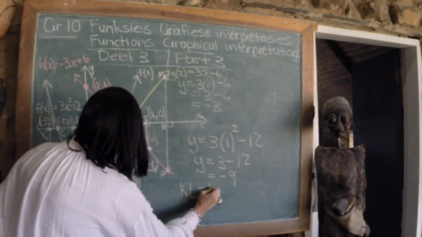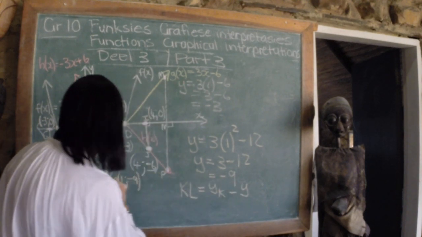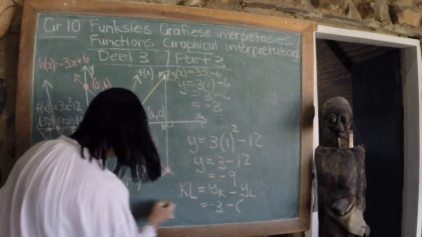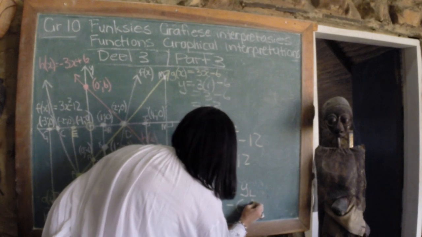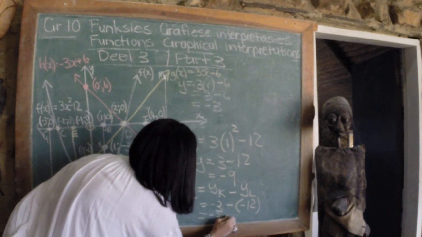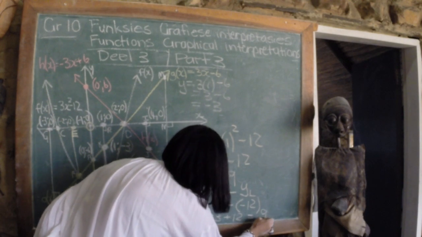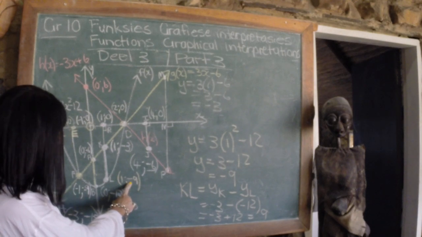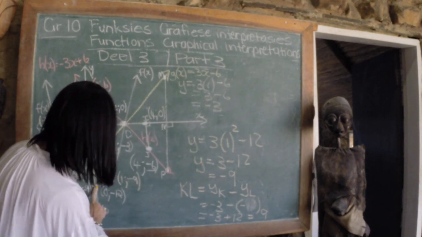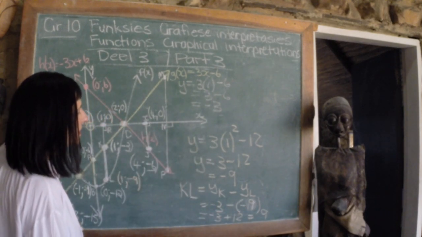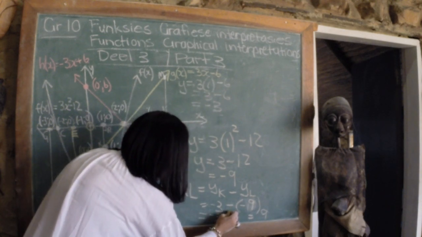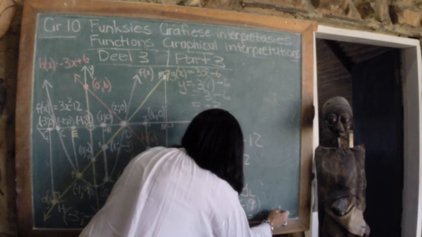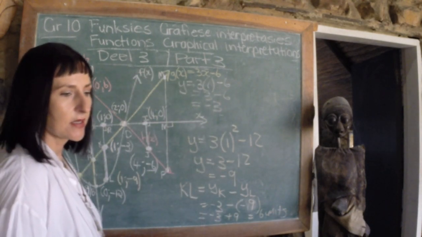So die groot y-waarde is die y-waarde van K en ek trek die y-waarde van L af. So die y-waarde van K is minus 3 and I subtract the y value of L, minus 12. So ek het minus 3 plus 12... no, that's not 12, it's minus 3 minus minus 9. Sorry, made a mistake over there. So it's minus 3 minus minus 9. That gives me plus 9, and that's going to be 6 units. Van K tot by L is 6 eenhede.